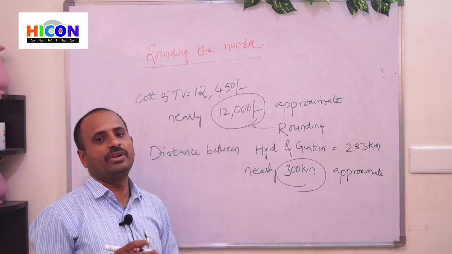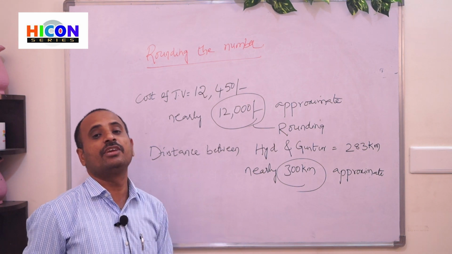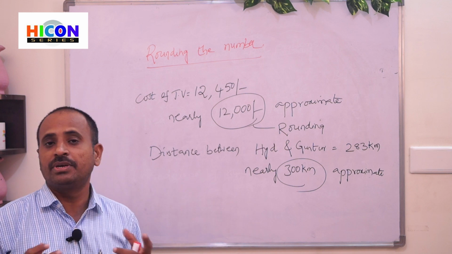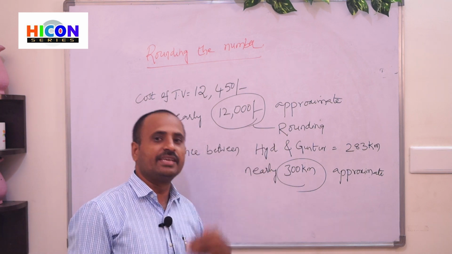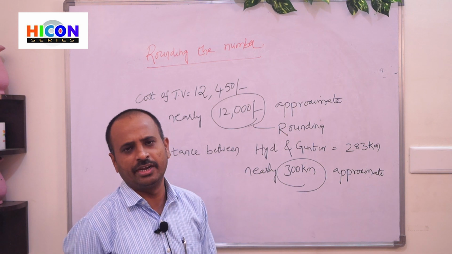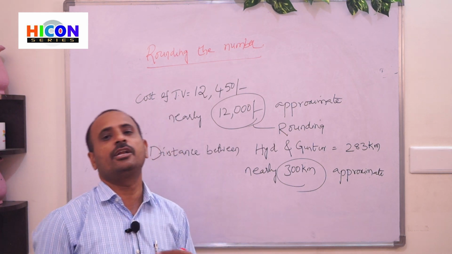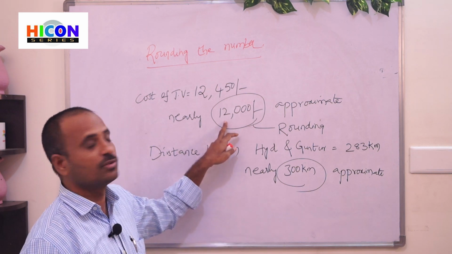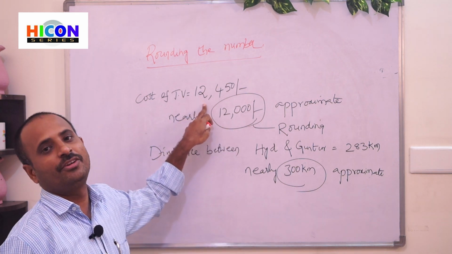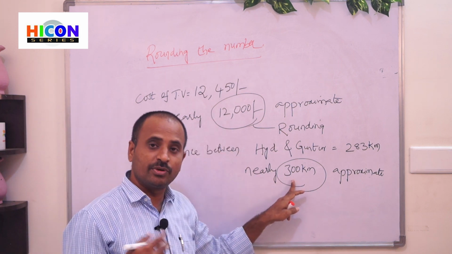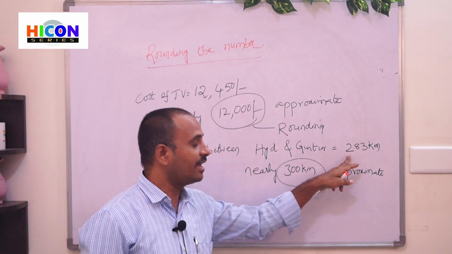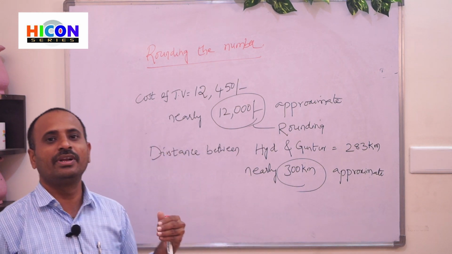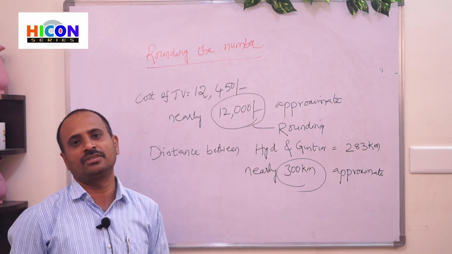We use the concept of rounding in our daily life in some situations. These rounding numbers help us to remember numbers very easily. If we round the given number, then we can easily handle and remember that number. It is easier to remember 12,000 than 12,450, and it is easier to remember 300 kilometers than 283 kilometers. That's why we use the concept of rounding in our daily life in some situations.